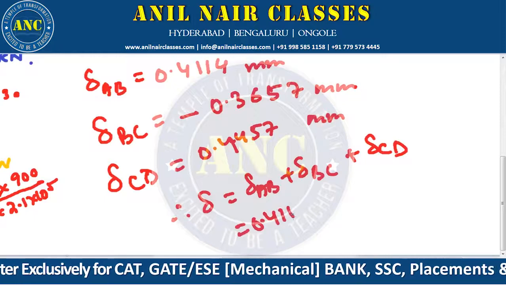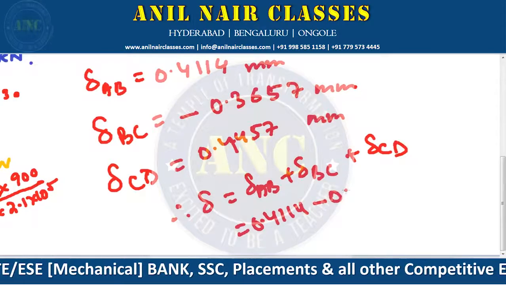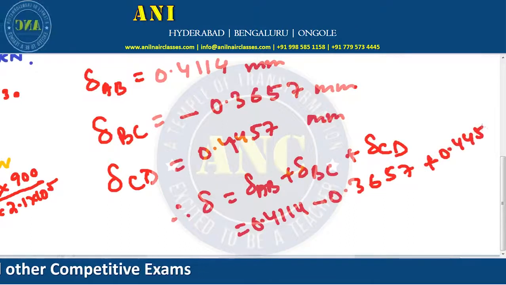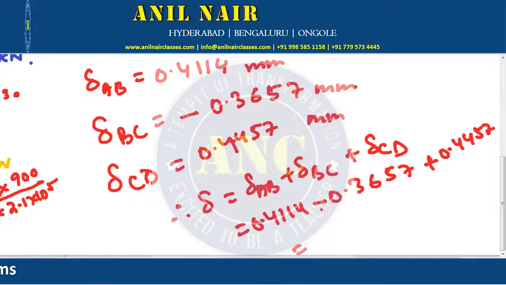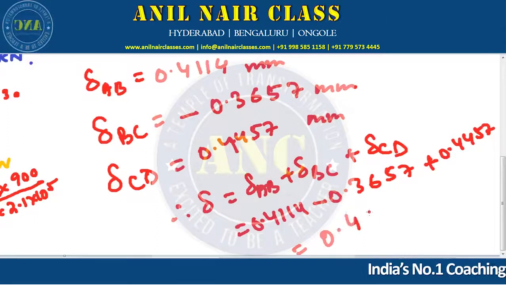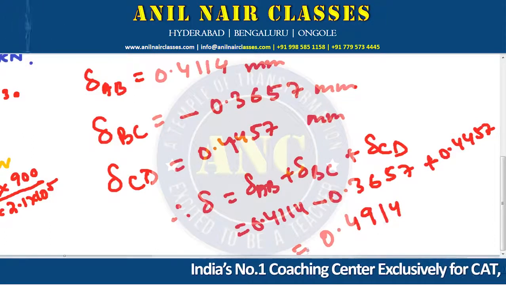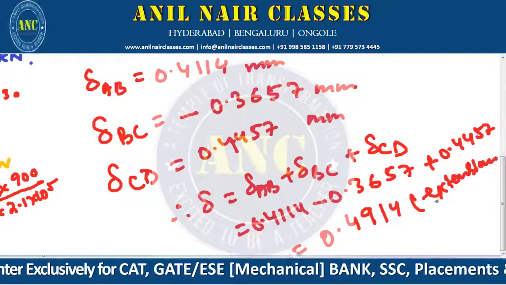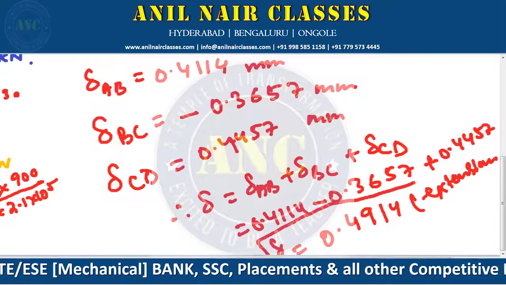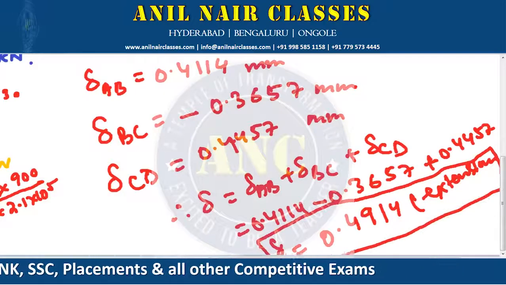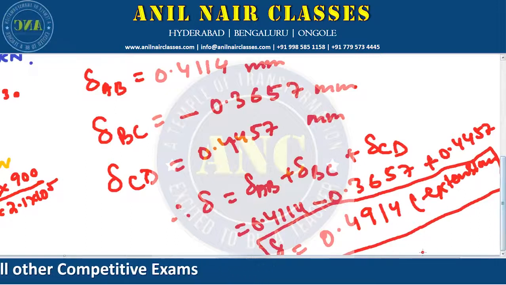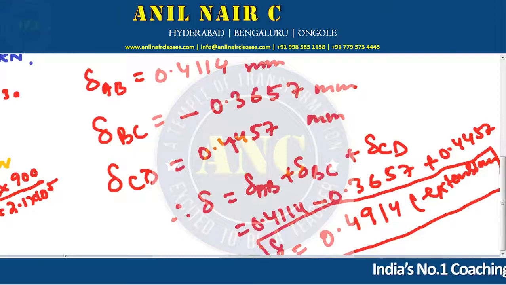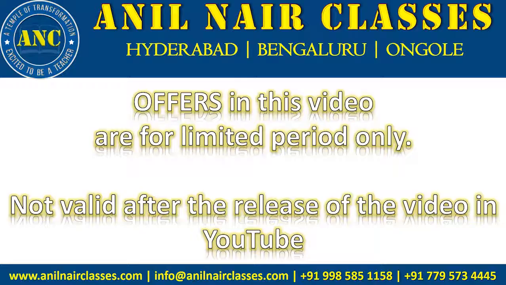This is 0.4114 minus 0.3657 plus 0.4457. So finally, when we calculate this, we'll be coming across with 0.4914, which is positive. So we can say this is nothing but extension. So the change in length or the total extension is 0.4914. Question may be asked, what is the contraction or extension? So here it is not contracting because it is not a negative, it is positive, hence it is extension.